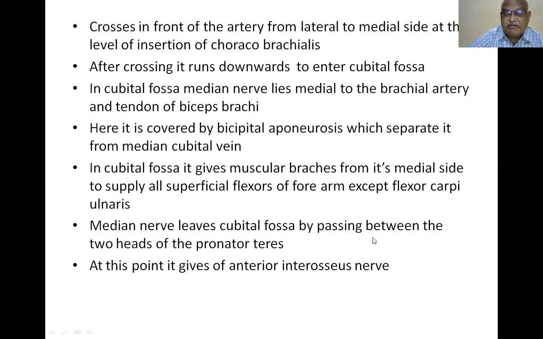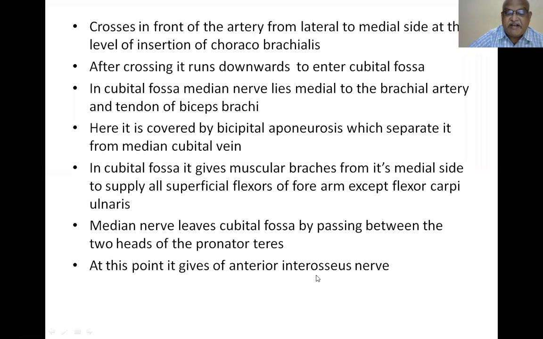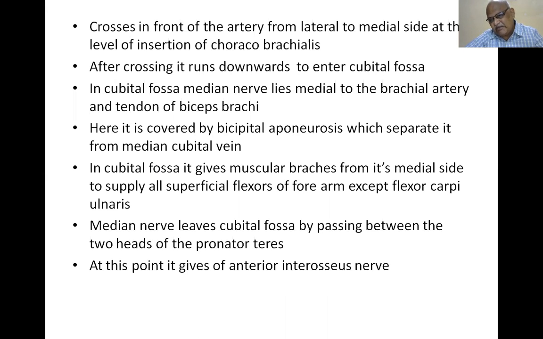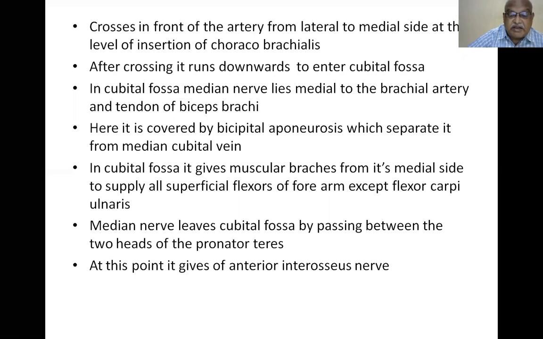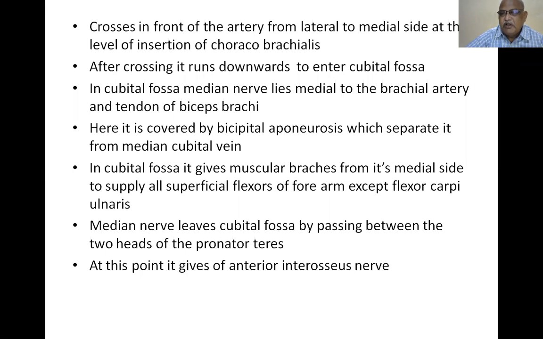The median nerve leaves the cubital fossa by passing between the two heads of pronator teres. At this point, it gives off the anterior interosseous nerve. Already I told you the posterior interosseous nerve is nothing but the deep branch of the radial nerve. So the anterior interosseous nerve is a branch of the median nerve. It supplies the muscles of the front of the forearm, whereas the posterior interosseous nerve, a deep branch of the radial nerve, supplies the muscles on the posterior aspect of the forearm.